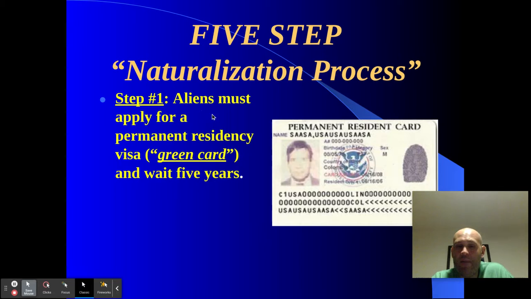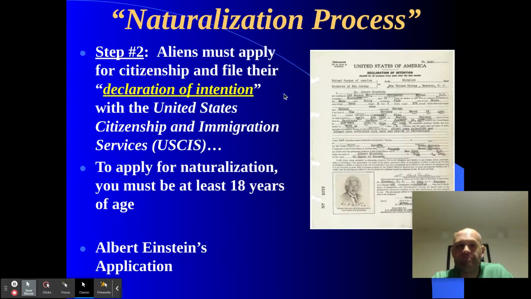So step one is you must apply for your green card. You move here with some kind of visa, like a student visa or work visa, and you apply for your green card, which is your permanent residency visa, which means you are allowed to live here for as long as you want. And that is step one, getting your green card.